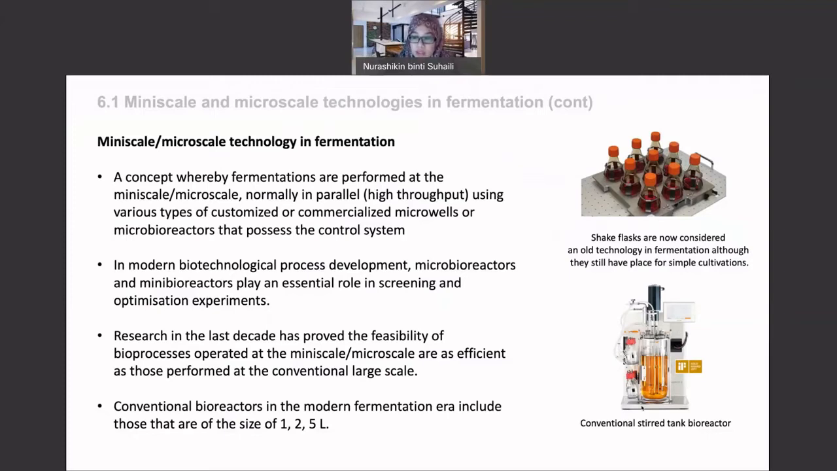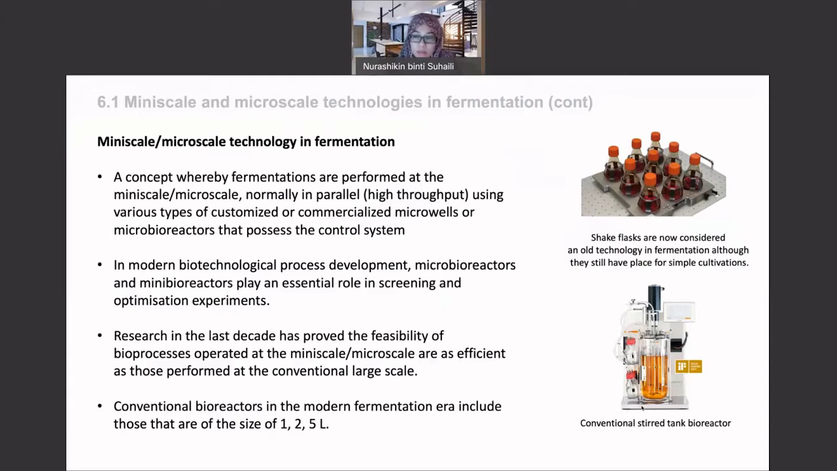Another conventional system is the normal stirred tank bioreactor. Of course, the stirred tank bioreactor comes after the shake flask, but for example the single bioreactor is considered a low throughput system. Although it has all the control systems for pH, temperature and dissolved oxygen, and the agitation system is much better than in a shake flask, the problem with the conventional bioreactor is the size.